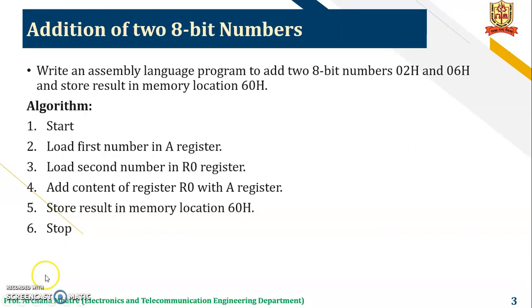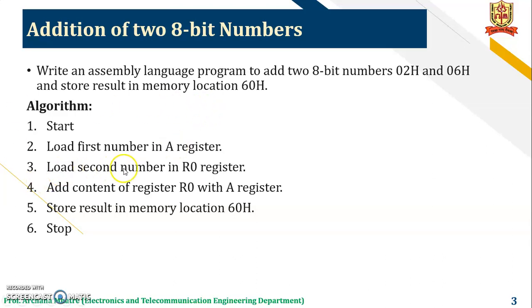Now next, first we will study the program for addition of two 8-bit numbers. The program statement is: write an assembly language program to add two 8-bit numbers 02H and 06H and store the result in memory location 60H. Now the algorithm is: first start the program, load the first number in the A register, as the accumulator register is necessary for performing the arithmetic operation, so one of the operands has to be moved into the accumulator register.